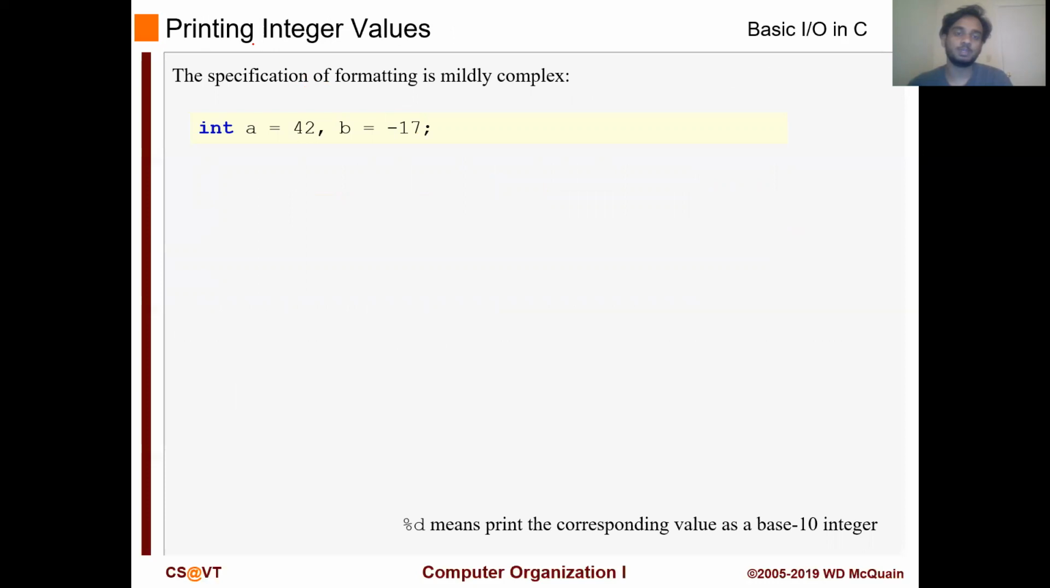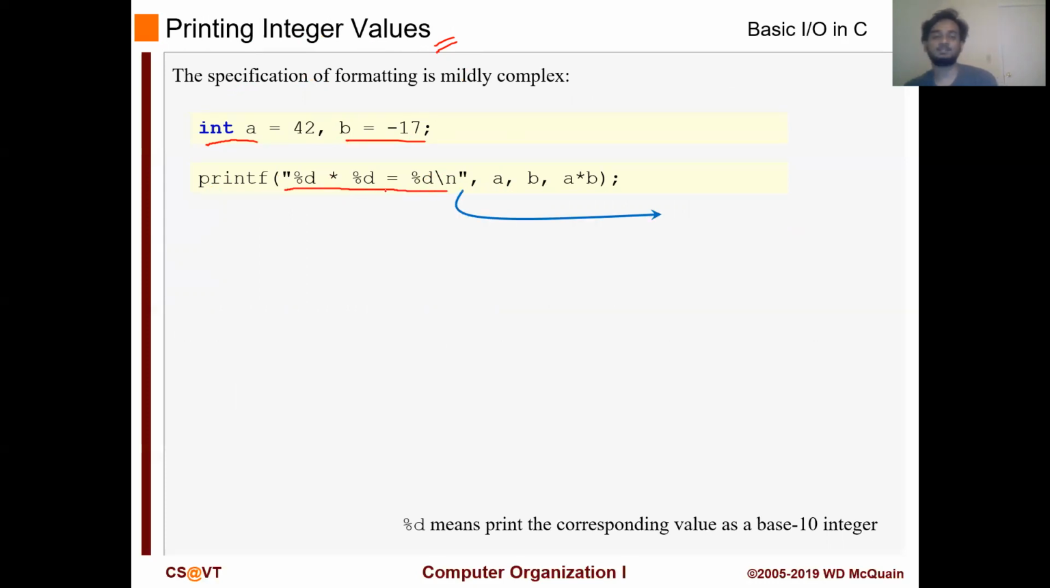So printing integer values. We are going to try to print some integer values. The specification of formatting is mildly complex. So first we declare two variables and then we try to print them. So this part is the format specifier. Let's see how it works. If I run this code, and again it's in the GitHub repository, you can just copy it from there or write it from the slide. And for the best learning experience, I suggest you go through it with the slides. If you run it by yourself, it will make more sense to you.